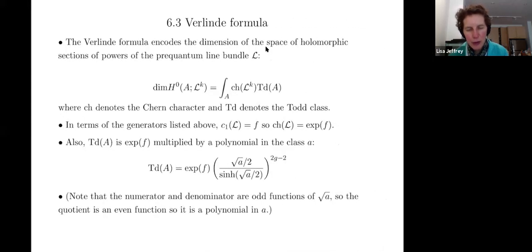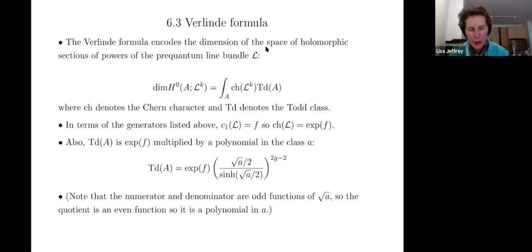Okay, I'll talk about the Verlinde formula. The Verlinde formula tells you about the dimension of the space of holomorphic sections of powers of the pre-quantum line bundle. The pre-quantum line bundle is a line bundle with a connection whose curvature is the symplectic form. So that means that C1 of this line bundle is in fact the symplectic form, which is our F in terms of the generator.